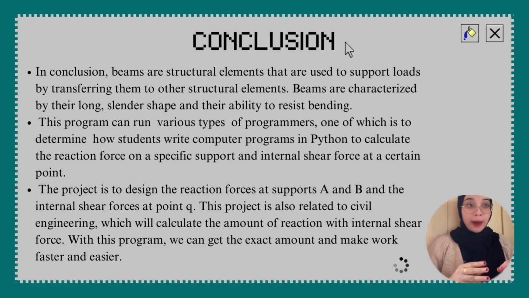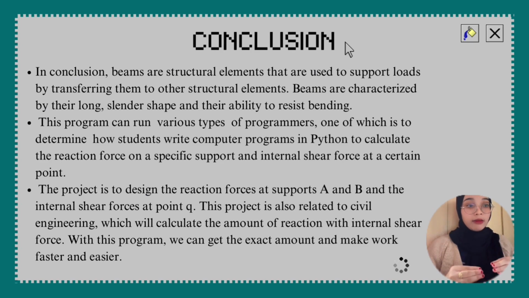In conclusion, beams are structural elements that are used to support loads by transferring them to other structural elements. Beams are characterized by their long, slender shape and their ability to resist bending. Beams can be made from a variety of materials, including wood, steel, concrete, and composite materials. Beams are versatile and efficient structural elements that can be used in a variety of applications. They are a good choice for applications where weight, cost, and efficiency are important considerations.